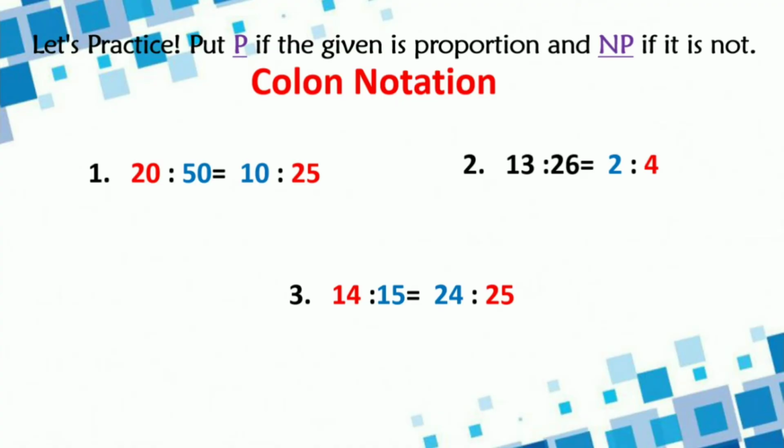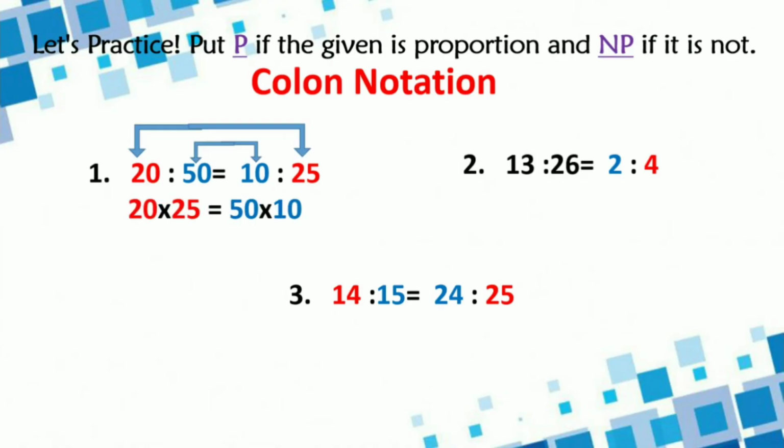Okay, so let's check its proportionality in number 1. Okay, so let's multiply the extremes and the means. Okay, we have 20 times 25 and then 50 times 10. 20 times 25 is equal to 500. 50 times 10 is equal to 500. Therefore, the number 1 is proportion.